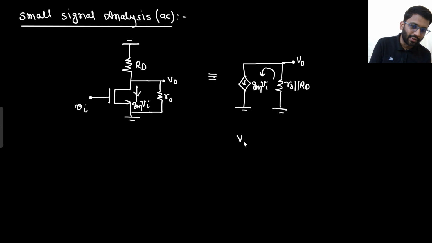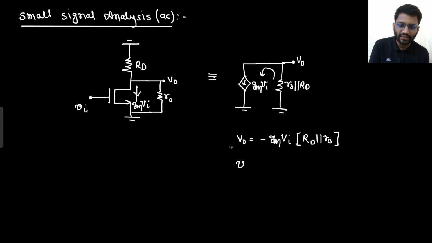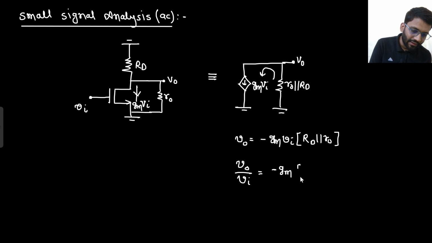So what will be your V0? V0 will simply be minus gmvi into RD parallel R0. So what will be your V0 by vi? All of these are small signal. We are finding small signal gain actually. So V0 by vi would be minus gm RD parallel R0. That's it.